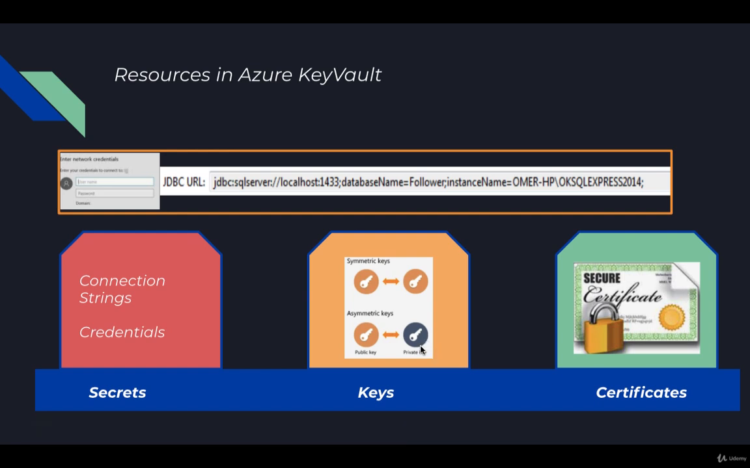And then we have SSL certificates, which we use for our websites and browsers. All those certificates you can also store within the Key Vault so that they can be used by your applications. So these are the resources which you store in your Key Vault: secrets, keys, and the certificates we talked about.